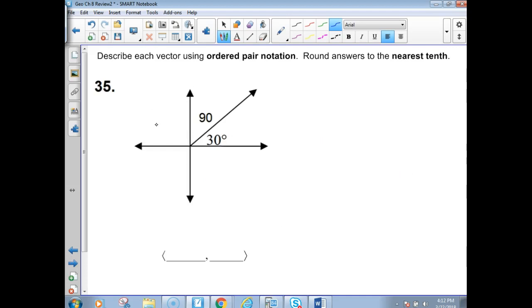25, I don't know how we jumped to 35, but anyway, describe each vector using ordered pair notation. This is where you want to find your y value, so drop from the end of the vector down to the x-axis. X would be your horizontal number, y would be your vertical number. You're trying to find x comma y, which is the component form. So we're going to do adjacent over hypotenuse. This would be the adjacent leg, this would be the opposite leg to the angle. That's 30 degrees. Adjacent over hypotenuse is your cosine.